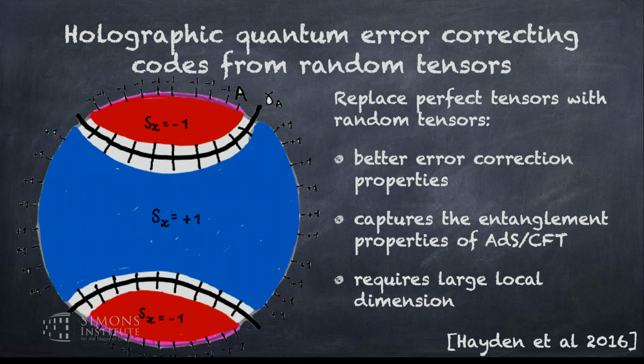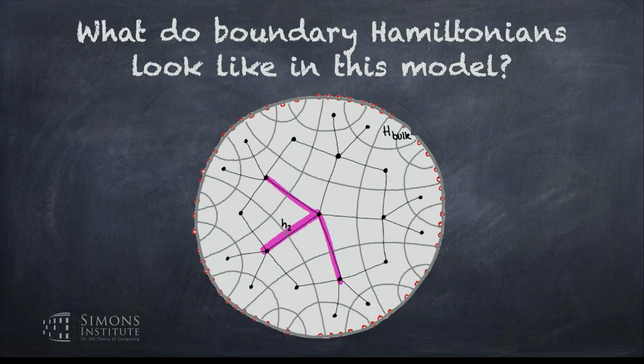Okay, so this gets us a step further to a toy model. What do boundary Hamiltonians look like in these toy models, though? So if we start with some local bulk Hamiltonian, for argument's sake, a 2-local bulk Hamiltonian, and we look at what this looks like on the boundary, what do we get?